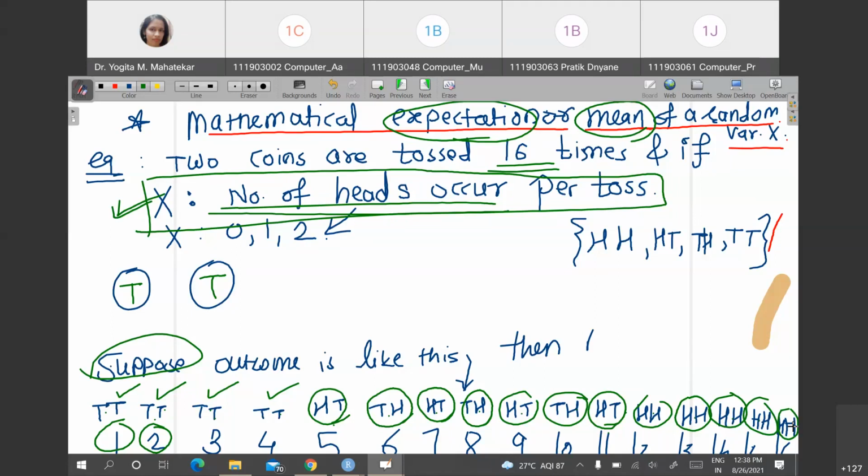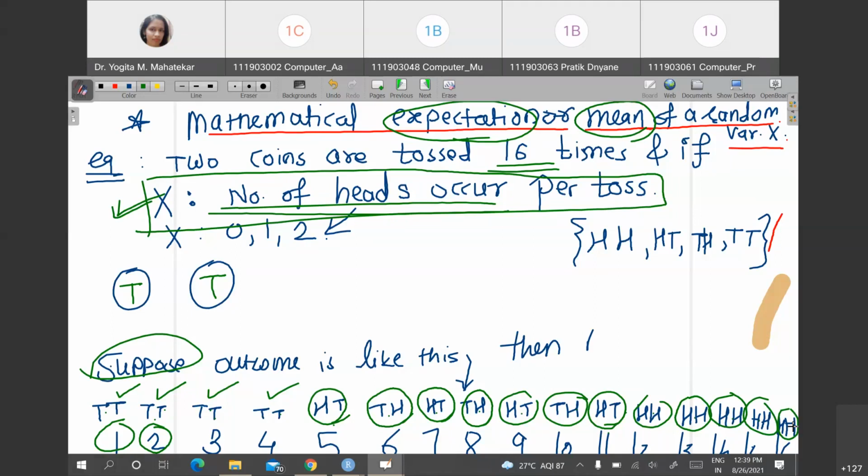What is the probability of getting 0 heads out of 16 tosses? How many times are you getting 0 heads? 4 times, the first 4 tosses, correct? So 4 upon 16 is the probability.